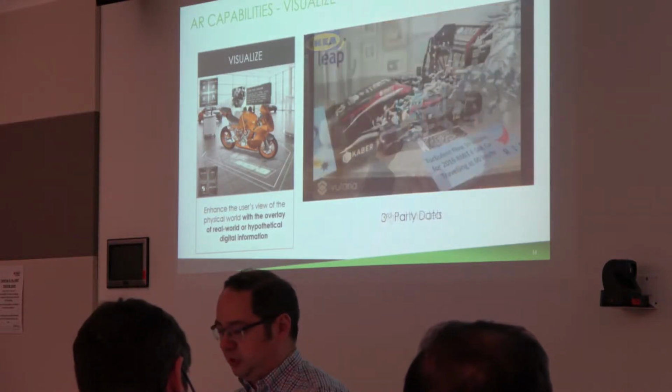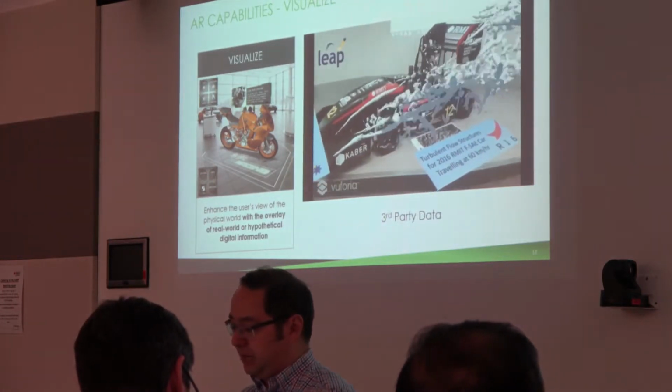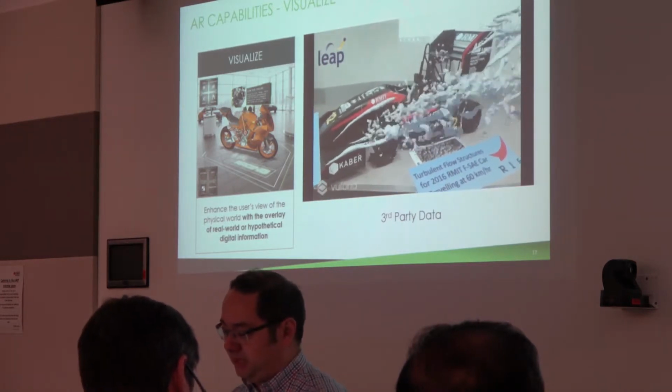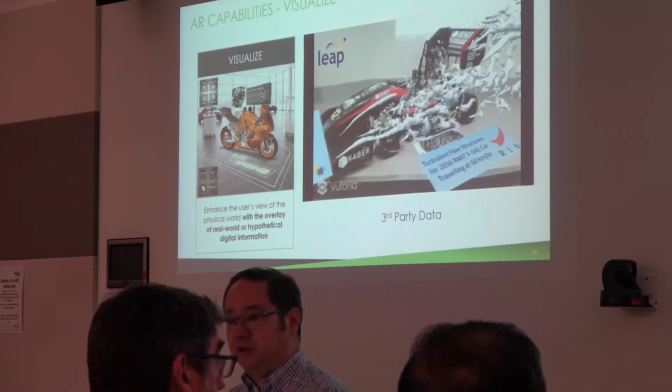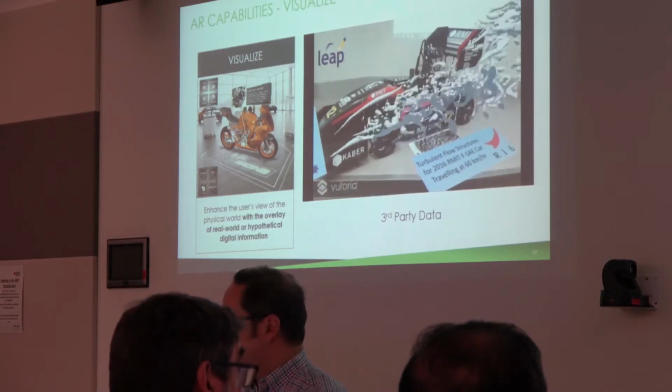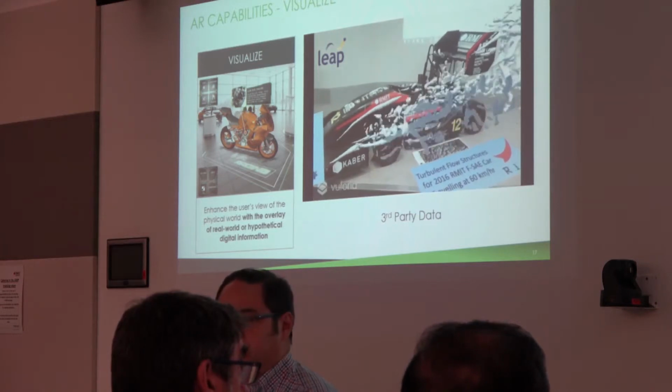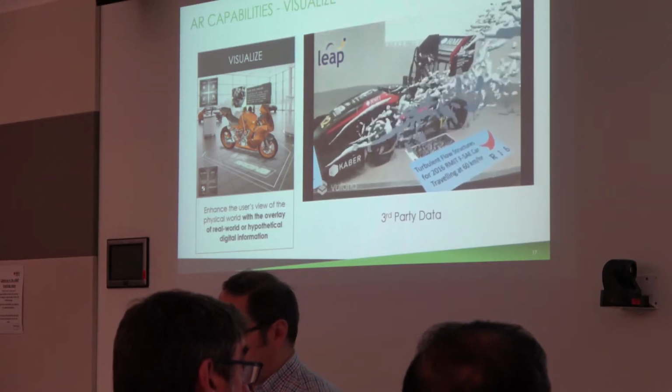So that's digital models, or we could display third-party data. This is actually something that we at Leap did with the RMIT former SAE team to show fluid flow. So CFD results. This is what the airflow is going to look like projected onto the real car, to show why certain design decisions were made.